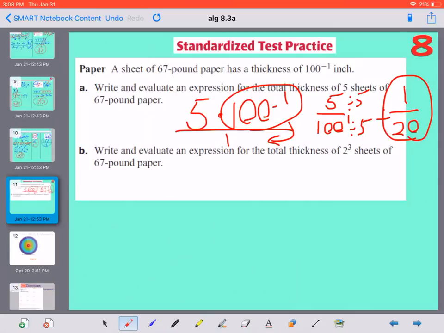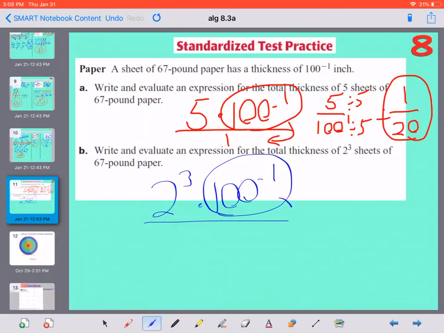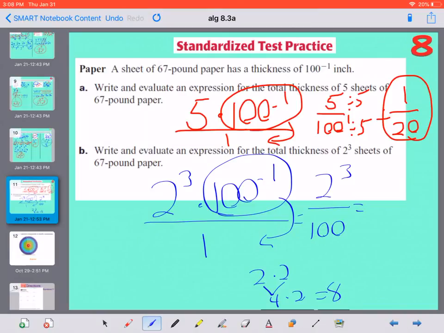Here, same thing, but this time we're looking for 2 to the 3rd sheets of paper. So it would be 2 to the 3rd times 100 to the negative 1. We're going to take that 100 to the negative 1 and move it down. So we would have 2 to the 3rd over 100. Now 2 to the 3rd would be 2 times 2, which is 4, times 2 again, which is 8. So we would have 8 over 100.